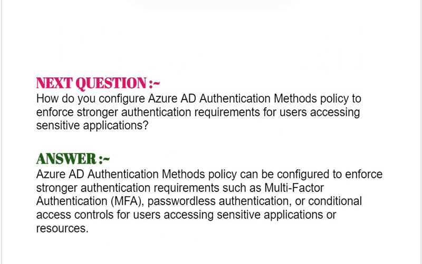Our interview question based on SC-300 is: how do you configure Azure AD authentication methods policy to enforce stronger authentication requirements for users accessing sensitive applications? Your answer should be: Azure AD authentication methods policy can be configured to enforce stronger authentication requirements such as multi-factor authentication (MFA), passwordless authentication, or conditional access controls for users accessing sensitive applications or resources.